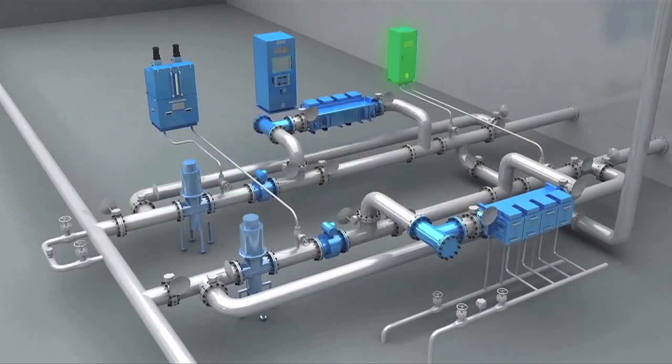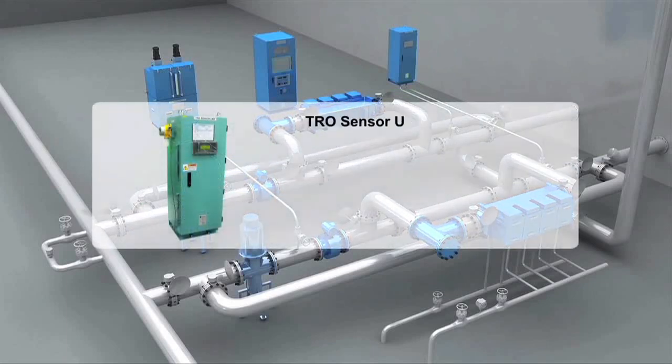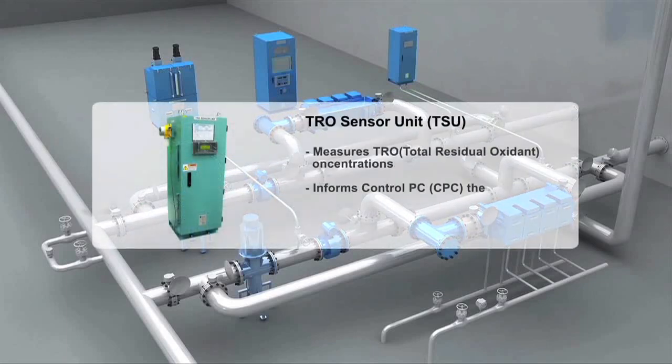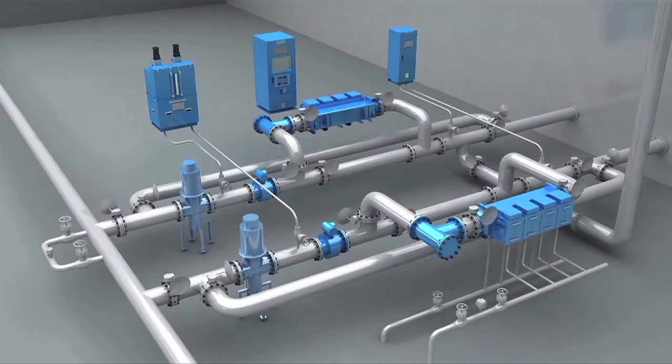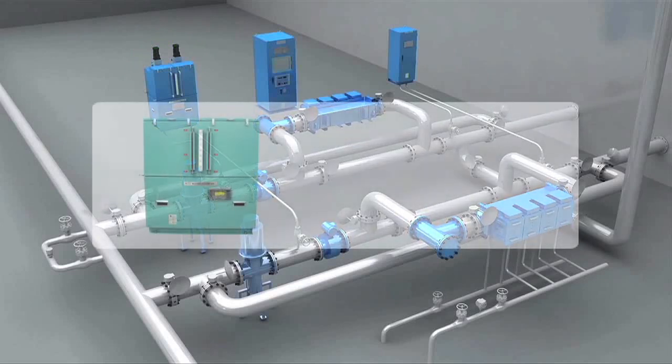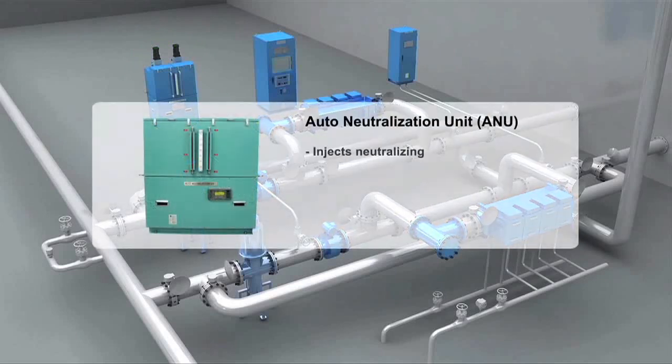It measures TRO, total residual oxidant, concentrations. It informs the control PC, CPC, of the level of TRO concentrations during ballasting and deballasting operation. It injects neutralizing solution automatically to neutralize residual TRO prior to deballasting operation.